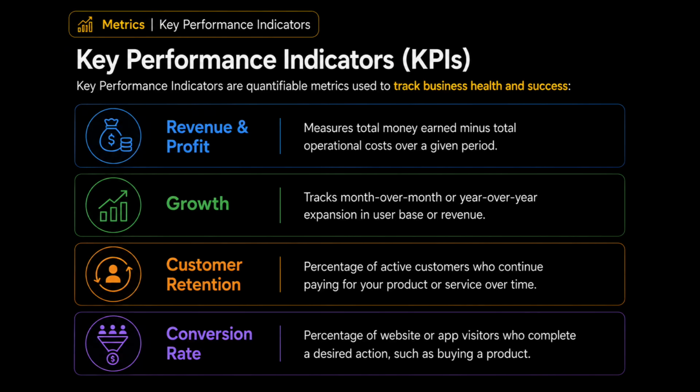The second is growth. It tracks month-over-month or year-over-year expansion in the company's user base or revenue. Another important KPI is customer retention, which represents the percentage of active customers who continue paying for a product or service over time. Finally, the conversion rate measures the percentage of website or app visitors who complete a desired action, such as purchasing a product. By tracking these KPIs, businesses can evaluate performance, identify areas for improvement, and make better data-driven decisions.